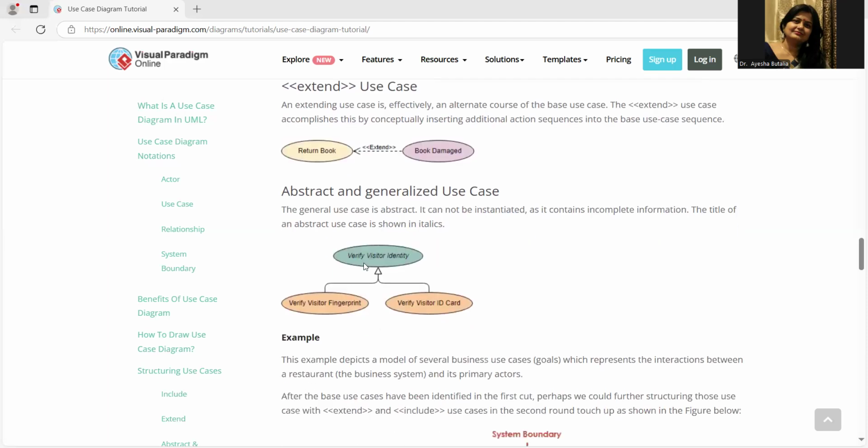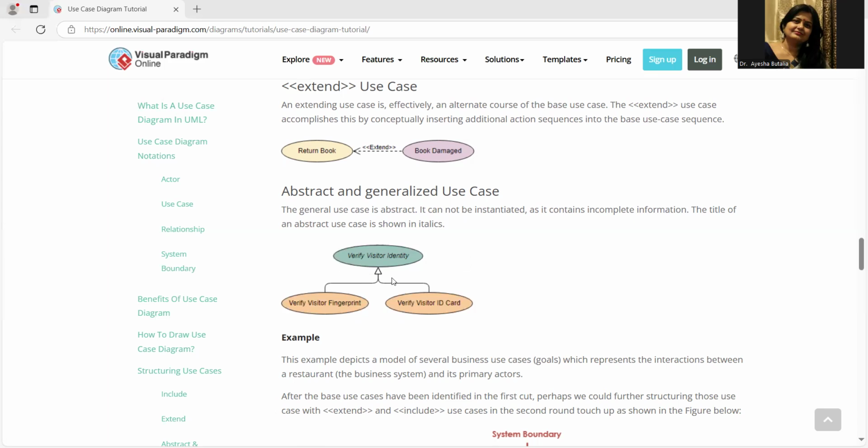Next, the third stereotype, as we said there are three. The third is the abstract and the general use case. Here, as we do inheritance in object-oriented design, or in an ER diagram we have generalization and aggregation, so if you have a use case called verify visitor identity, and you have two types of verification, either you can verify by fingerprint or verify the visitor by ID card. If you have these specific different types of verification in your application, you can use this generalization.